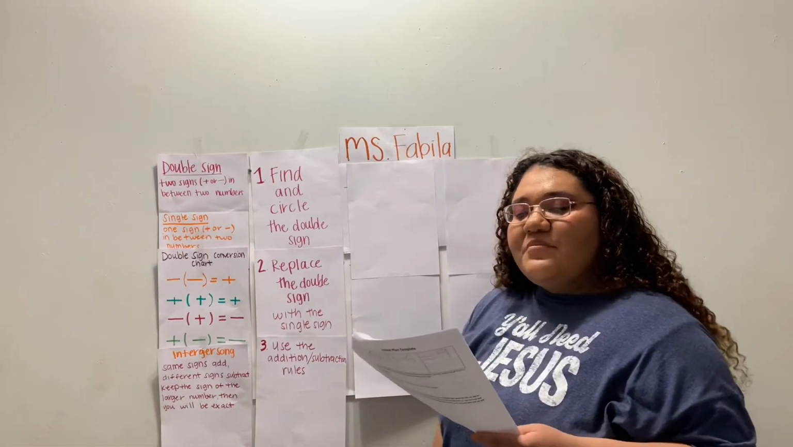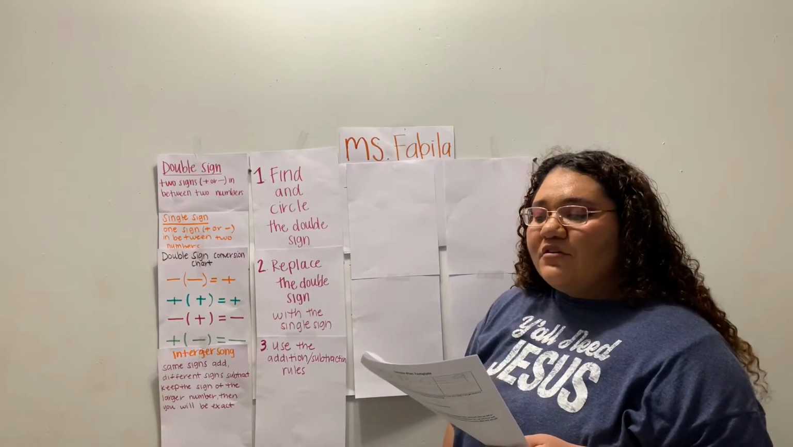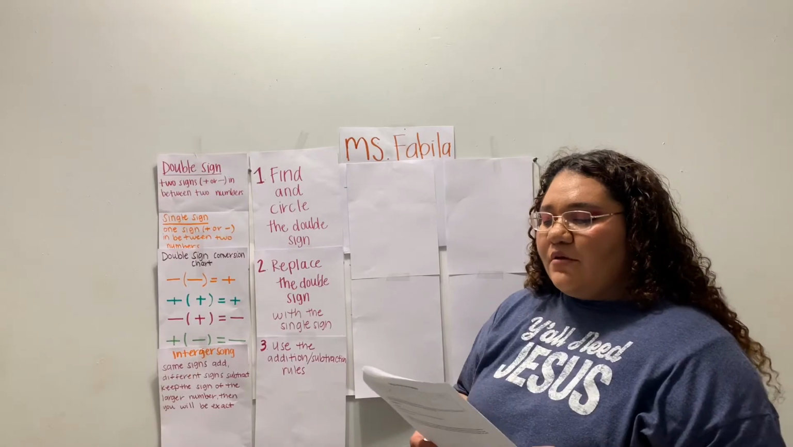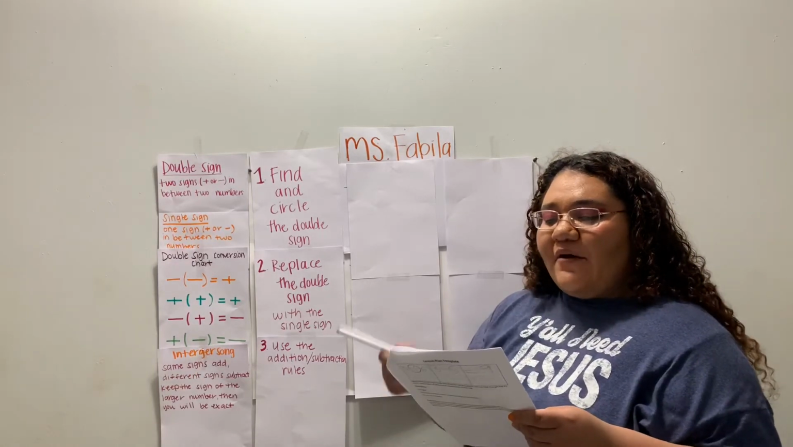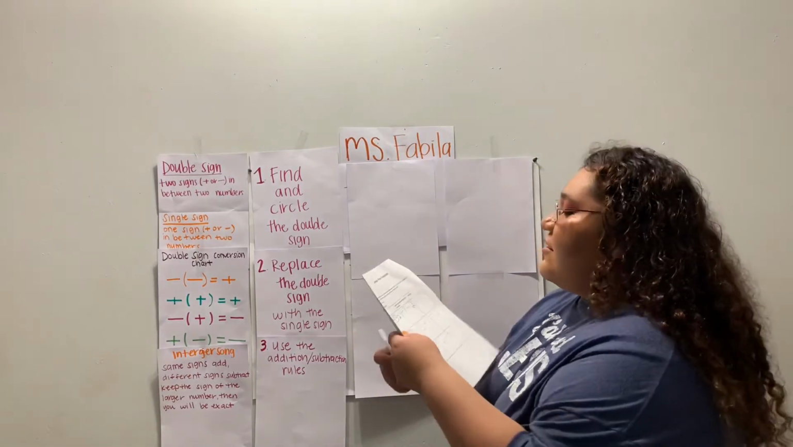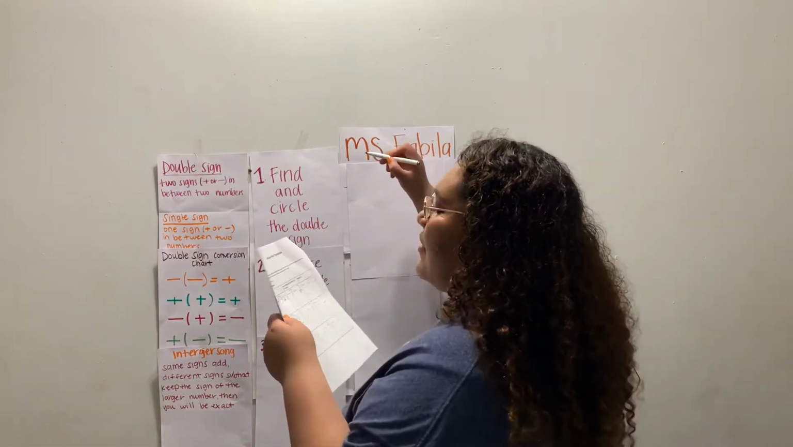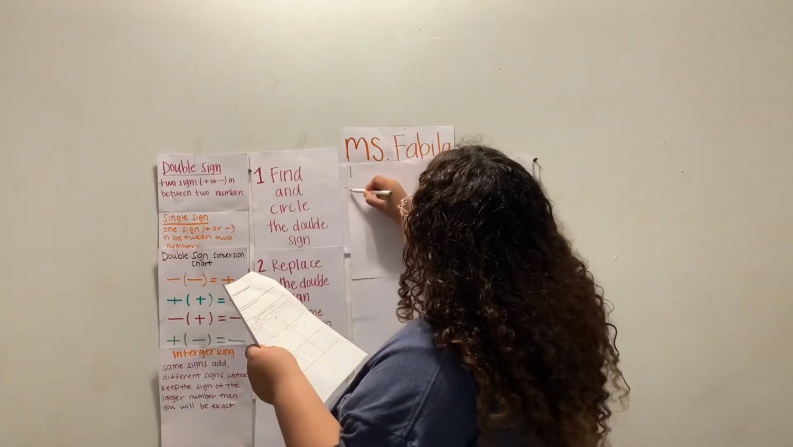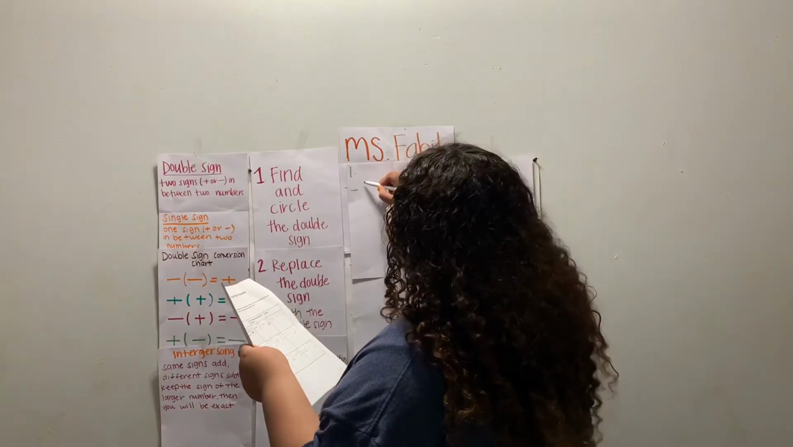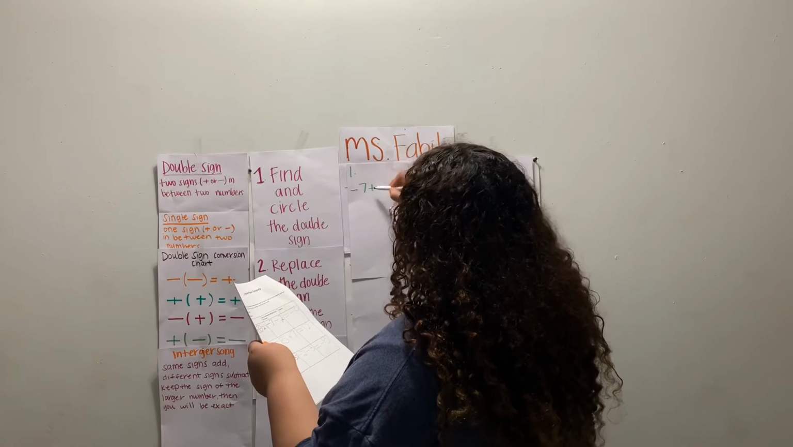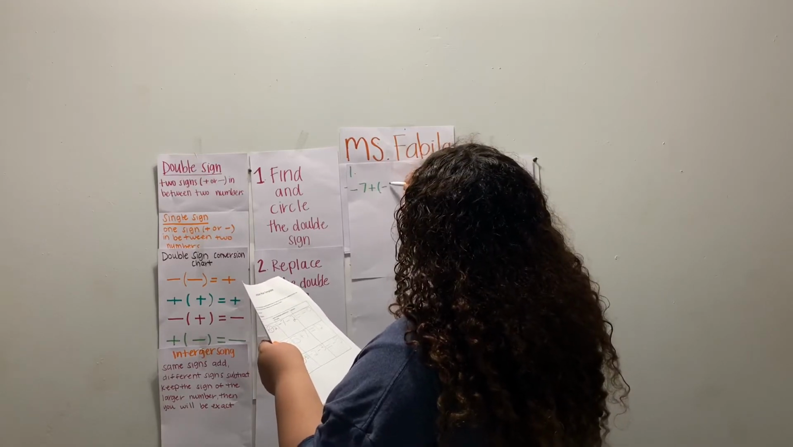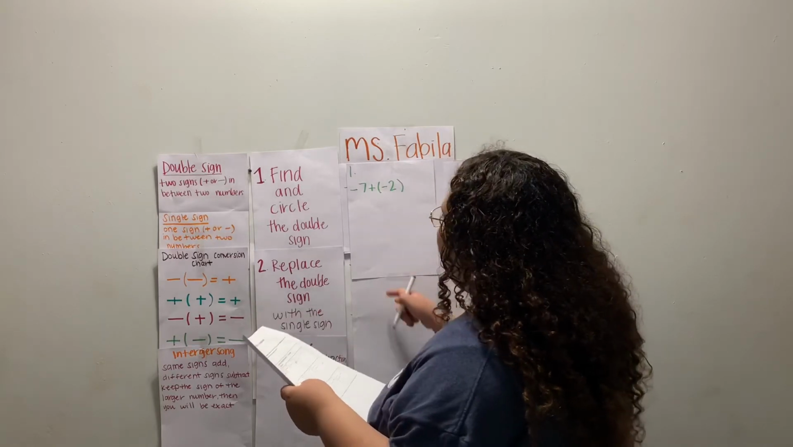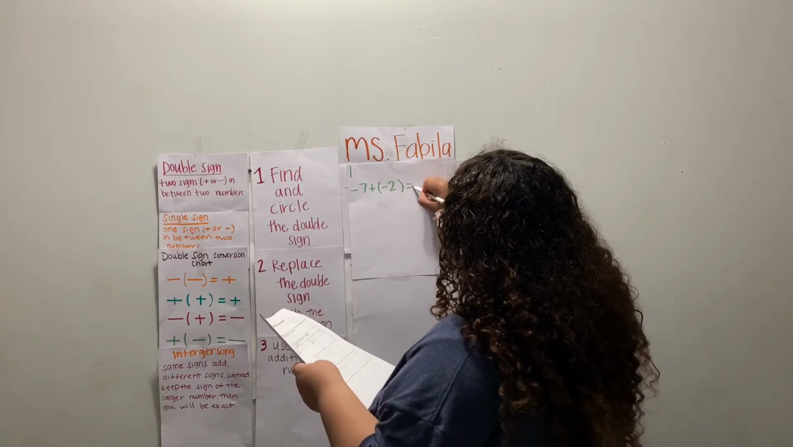Now that we have the steps and some examples written down, it is time for you to try some problems on your own. You may work with a partner or in groups, and I will give you 10 minutes to work. Now it's time for us to write the problems down. The first problem that we'll be working is this one. And it is negative 7 plus parentheses negative 2, close the parentheses, and then you solve for this.